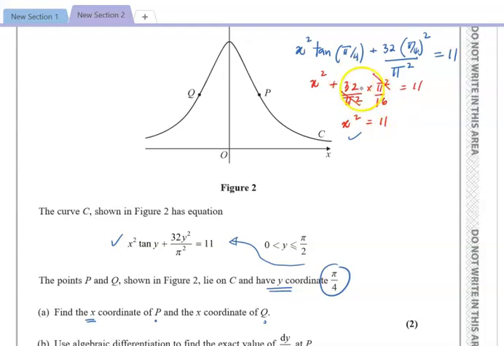11 minus 2. That means x squared is equal to 9. Square root, so that means x is equal to 3 or minus 3. So you can see that Q is minus 3, and P is 3. That's the first part, as simple as that. We go on to part B.